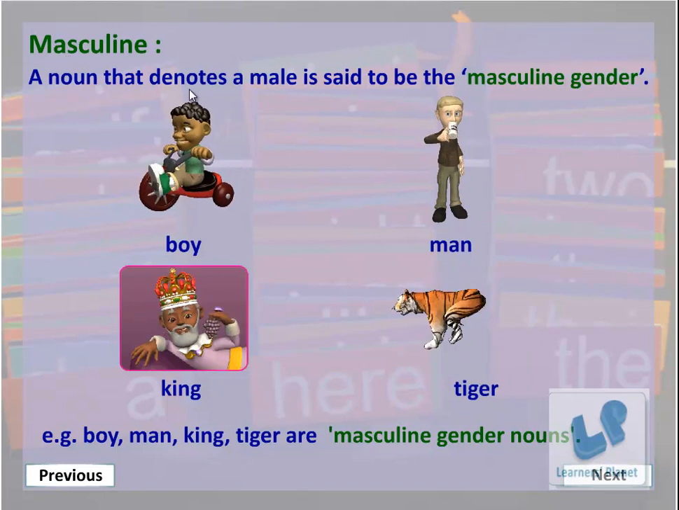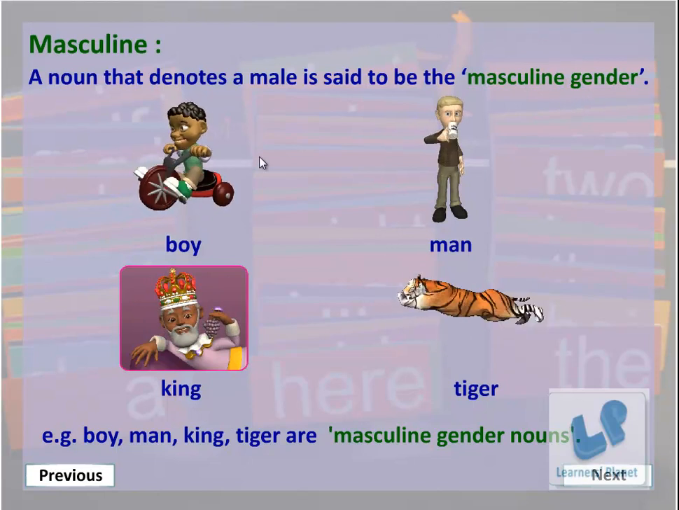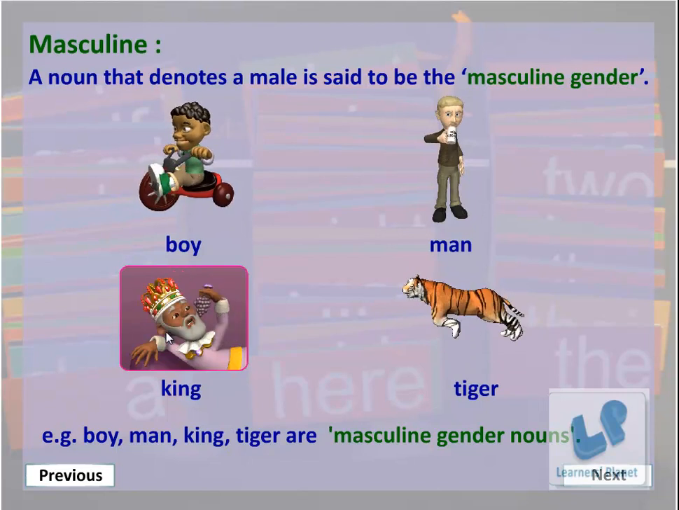A noun that denotes a male is said to be masculine gender. For example, a boy, a man, the king, a tiger.